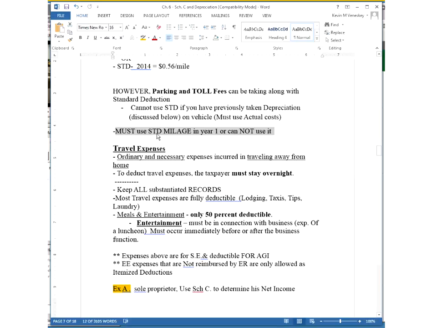One of the rules that the IRS mandates is you can't switch back and forth. So if you want to use standard mileage, you have to use it in your first year that you own that vehicle. Otherwise, you have to use the actual costs.